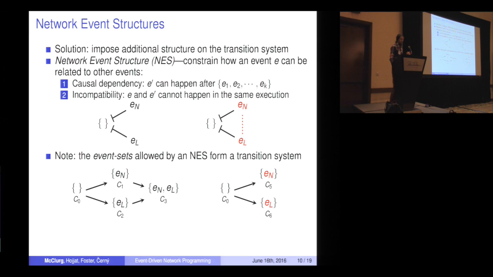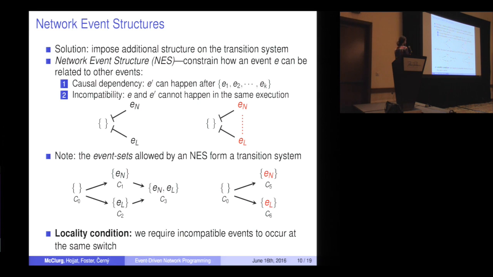Okay, so this is the formalization, the semantics of stateful NetKAT programs. And the most important aspect of this is the condition that says incompatible events must not occur concurrently. For example, on the right, EN and EL are incompatible, so we rule out that program.